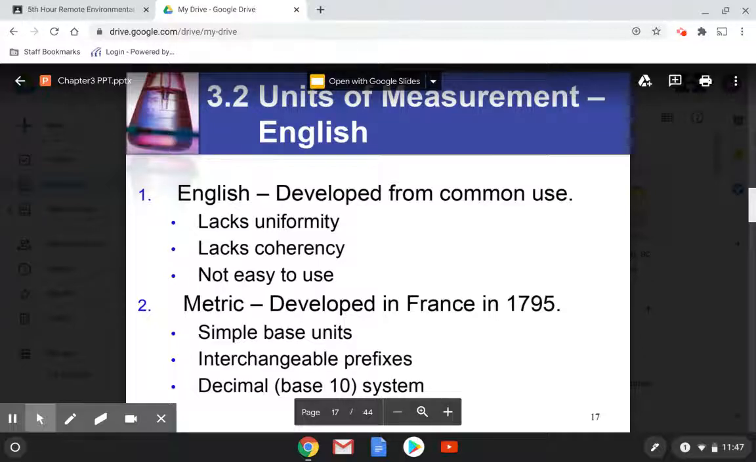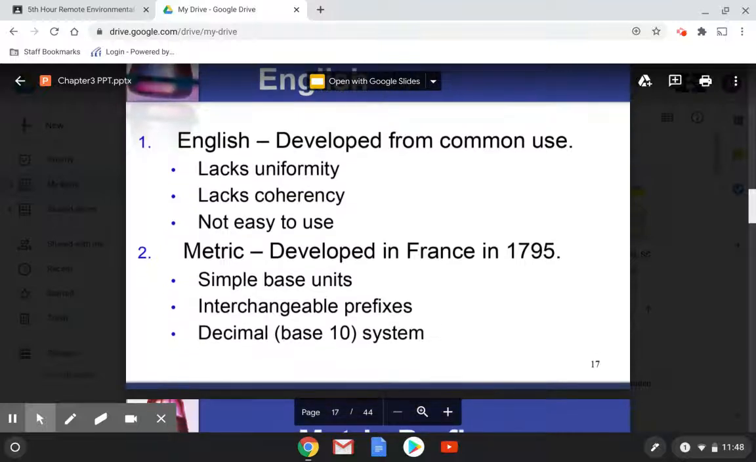Like there's 12 inches in a foot. There's 3 feet in a yard. So there's a lot of different ways I could go into it, and it's kind of complicated, a lot of different numbers. But in the science community, we like to use the metric system.